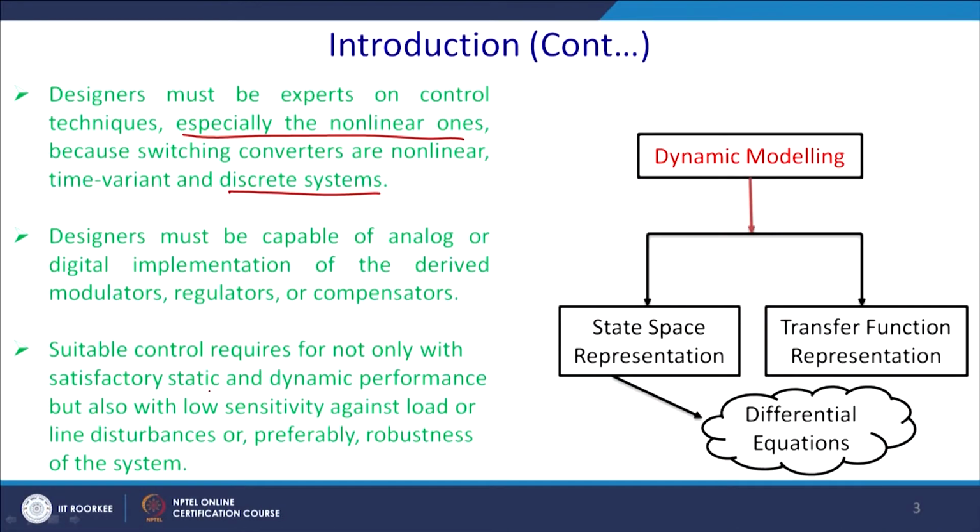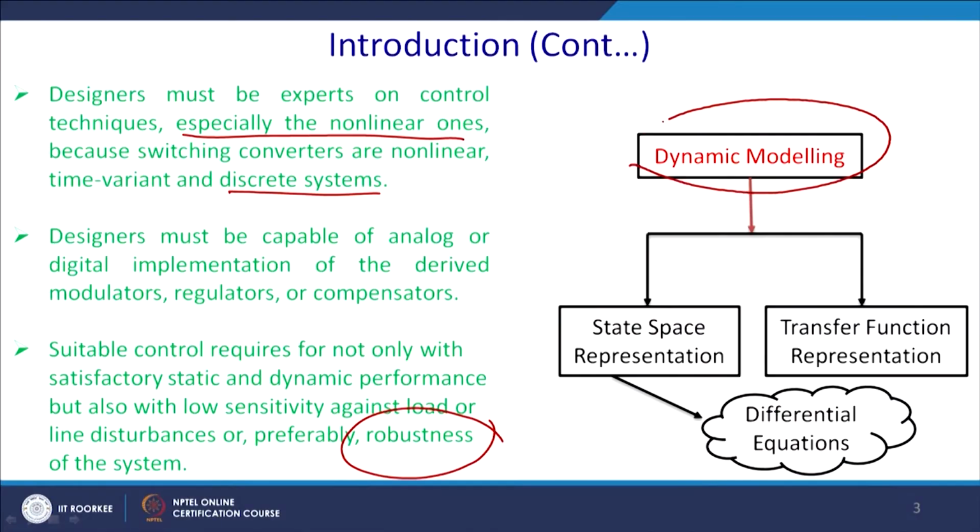Suitable control is required not only with satisfactory static and dynamic performance, but also with low sensitivity against load or line disturbances, or preferably the robustness of the system. Now, this is a typical control term, robustness. It means that the system will remain stable with perturbations, so it will not come out of the zone of stability. An example of a stable system is the pendulum. If you give it a perturbation, it will come back to the stable equilibrium point.